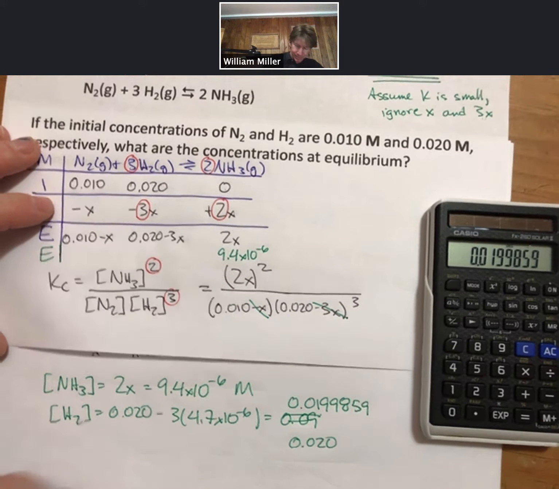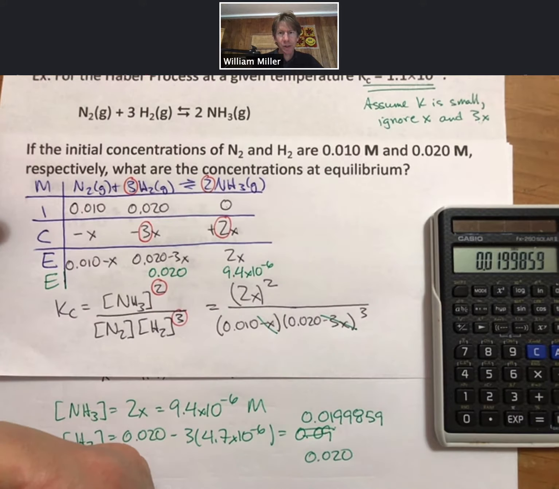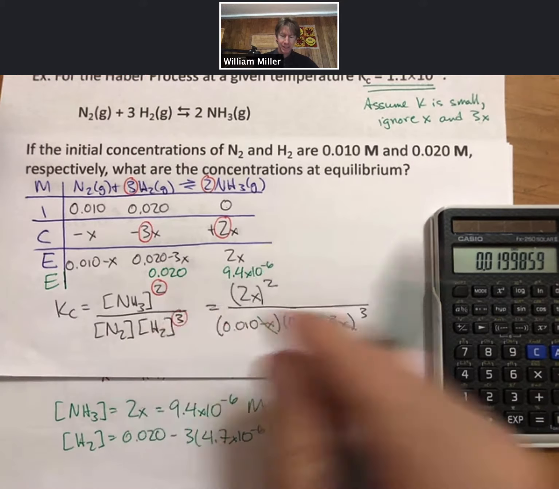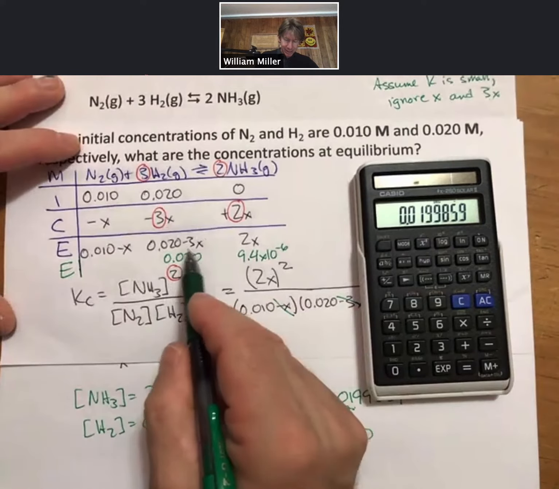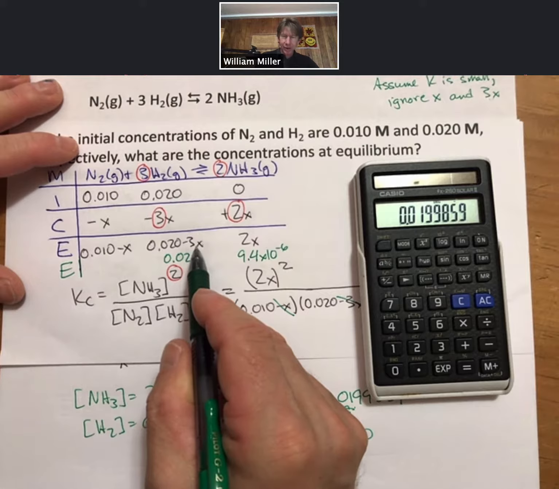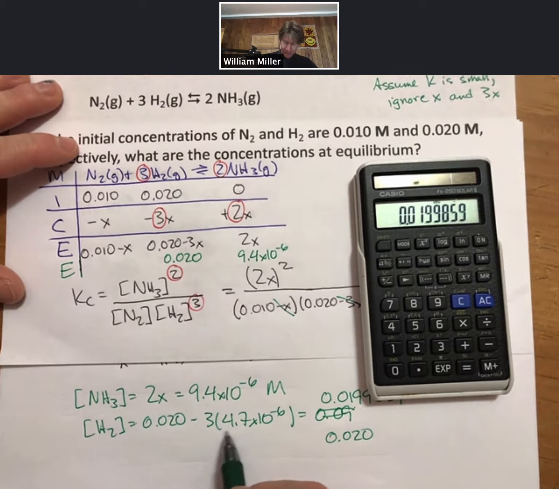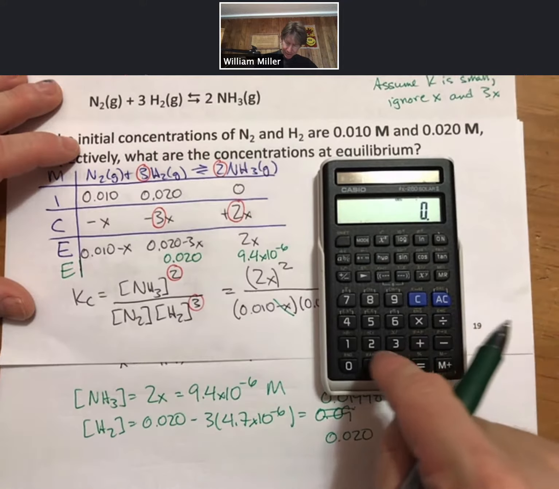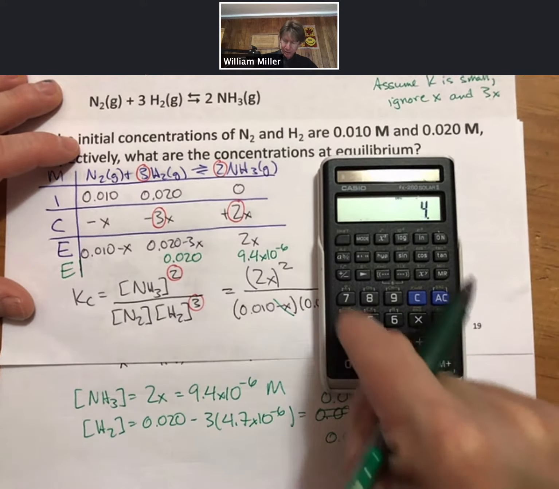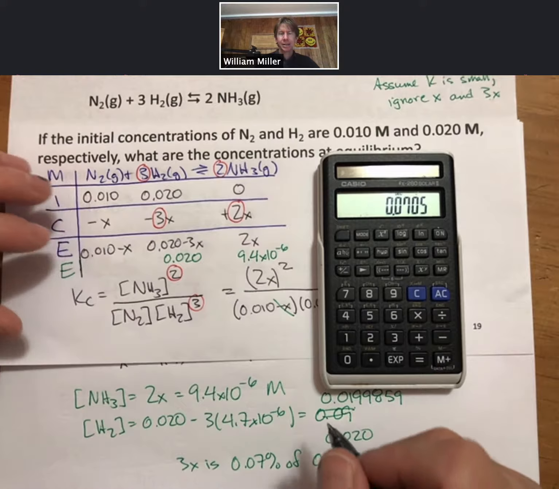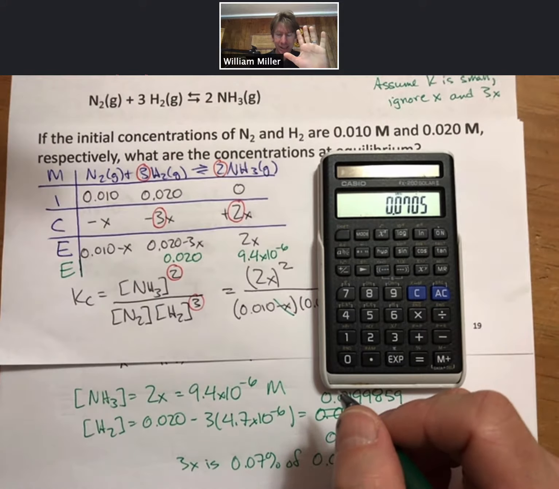So our assumption that K was small shows that we have really no measurable change, since it's 2 sig figs in that concentration. Since this is the toughest test for the 5% test, we'll take the 3 times x divided by our initial concentration, 3 times 4.7 times 10 to the minus 6. We'll divide it by our 0.02, and we'll multiply that times 100. Then we get that 3x is 0.07% of 0.020 molarity, and it has to be less than 5%, so it is well less than that.